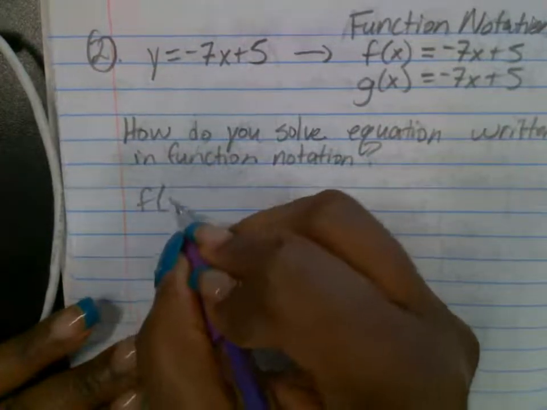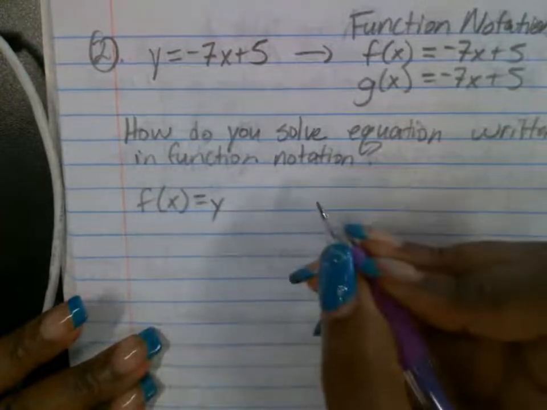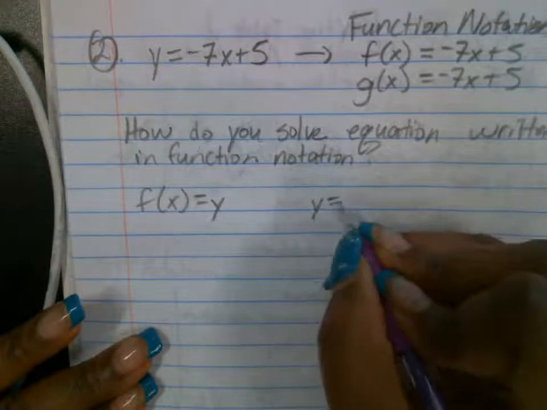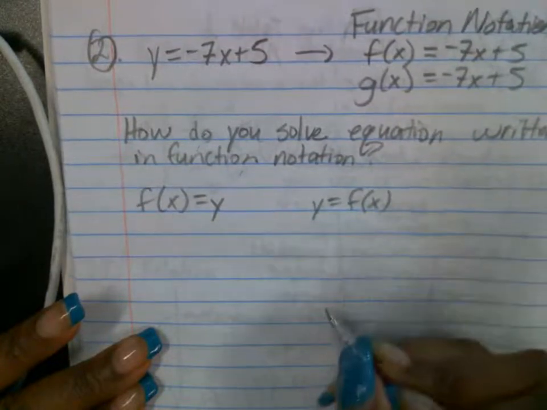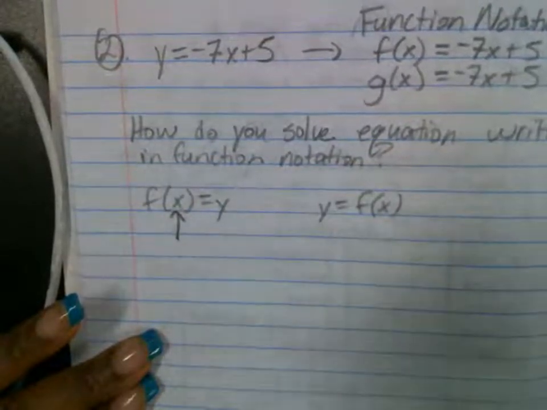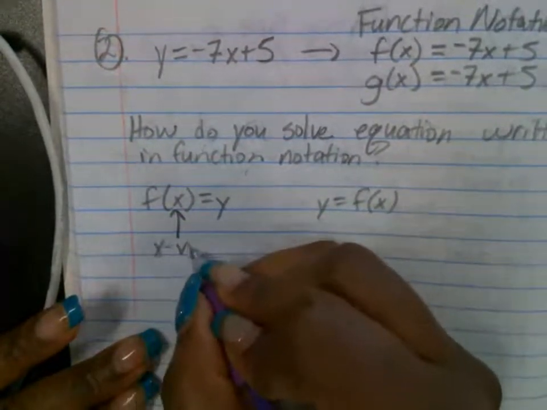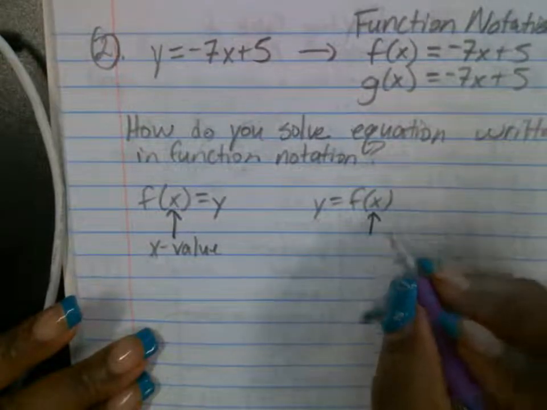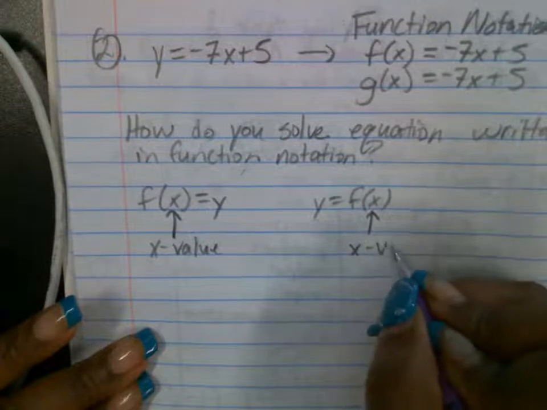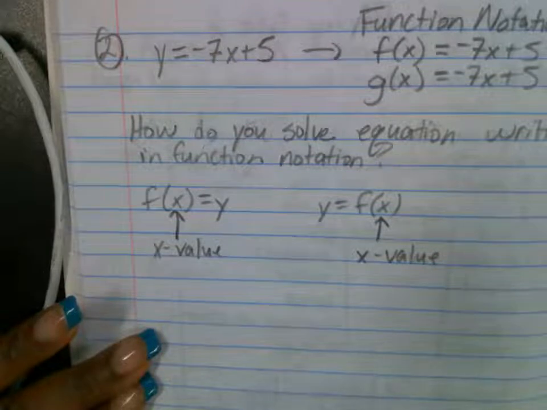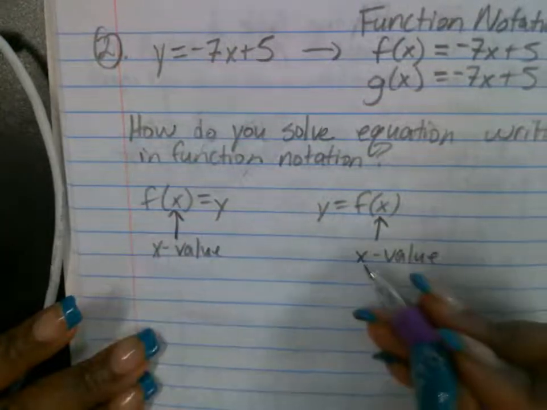So you have f of x is equal to y, or y is equal to f of x. And we already established that the number in the parentheses is your x value. That's what you're going to substitute for x. All right, so this is how you do that. You have to know this part first.